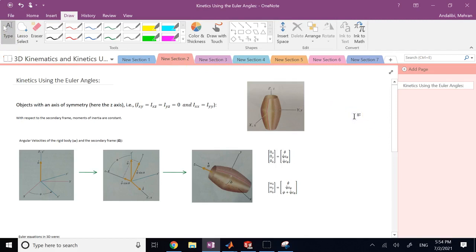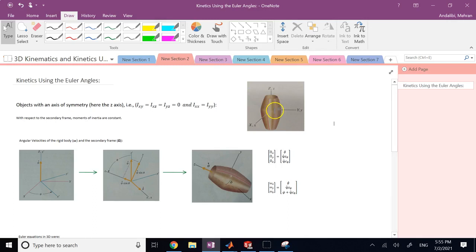discussion for two different types of objects. First, the easier objects, the objects that are axisymmetric, like this. So they have an axis of symmetry. In this case, we assume that that axis is z-axis. And that means those products of inertia are zero. And also the moments of inertia about the two other axes, which is x and y, they are the same value, okay? Which you can clearly see for the sake of this axisymmetric object.